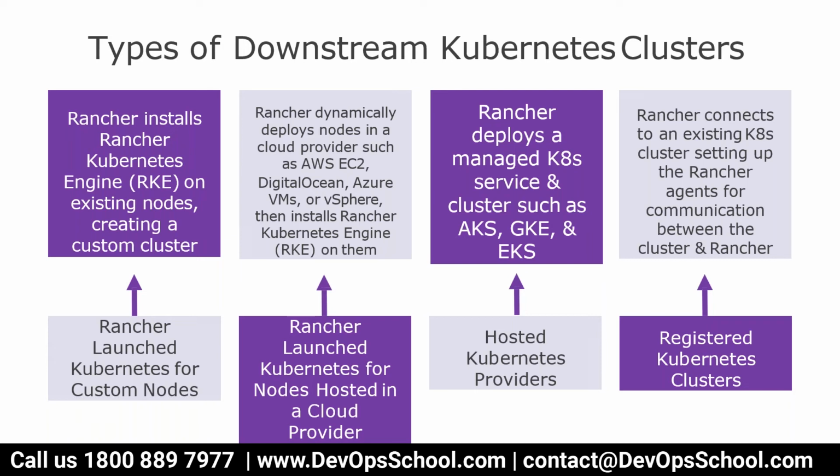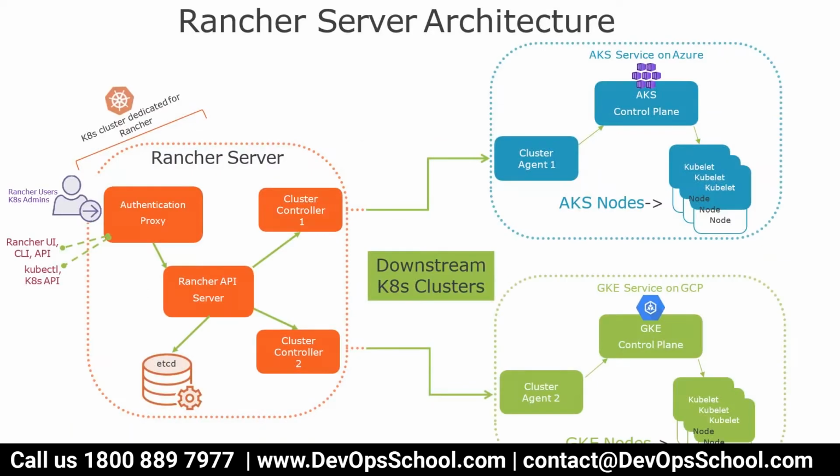So in today's session, we'll try to install Rancher in the custom setup. Okay, so we'll see that. Here is the Rancher server architecture, look at it very carefully. In the Rancher server part, you have a Rancher API server, connected to etcd. You have two controllers, cluster controller 1 and cluster controller 2, and then an authentication proxy.